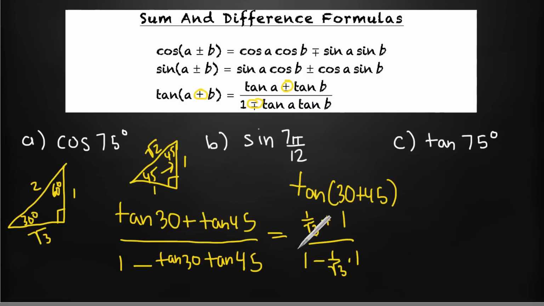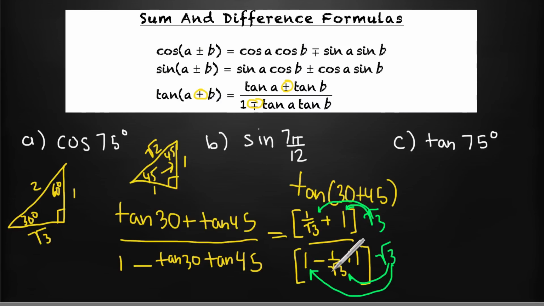Now, what I'm going to do here, I see a root 3 on this bottom. I see a root 3 here. I'm just going to multiply the entire top by root 3. So I'm going to multiply by root 3 on the top and the bottoms. That means I'm going to have to distribute this root 3 to both terms on the top, and I'm going to have to distribute it to both terms on the bottom. And that's just a quick and easy way of getting rid of the denominators.